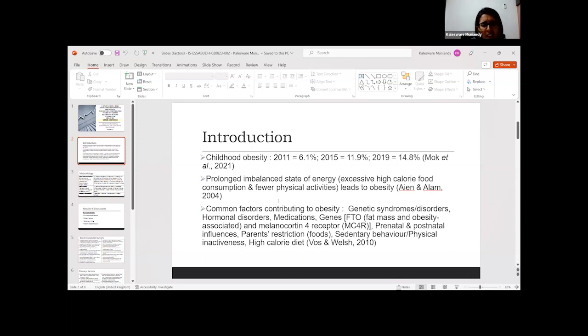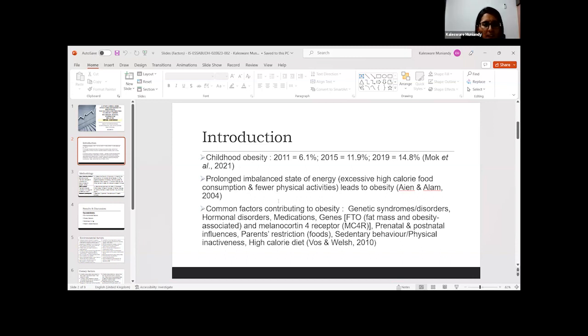Some of the factors would be genetic syndromes, hormone disorders, medications, and genetic factors. These two genes, FTO and MC4R, are interrelated with high energy dense food consumption. And these two genes are aggravated by physical inactiveness, and prenatal and postnatal influences. For example, when the mother has a high BMI value during pregnancy, it could affect the fetus's fat metabolism.